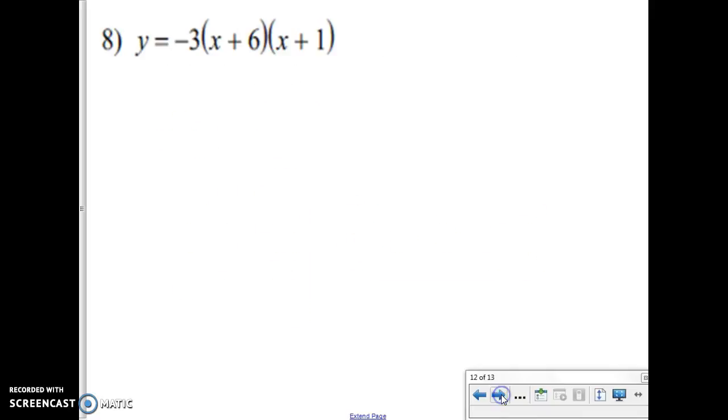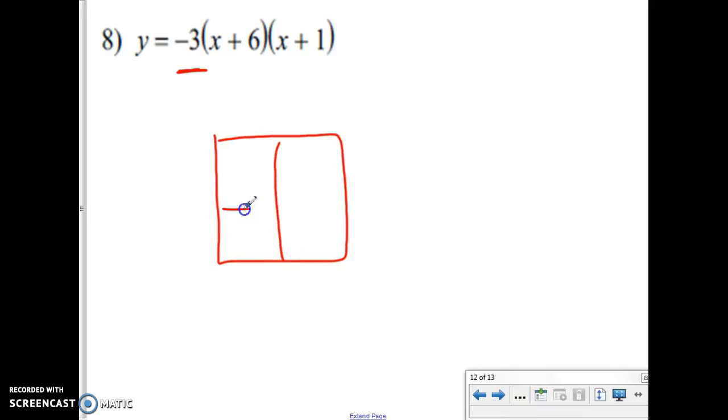Okay? Well, I want to look at another example. This one's slightly different. In this case, I have a negative 3 in front of it. I'm going to approach it the same exact way. I'm going to take x minus 6 and multiply it by x plus 1. I'll worry about the negative 3 after I find the product of this.